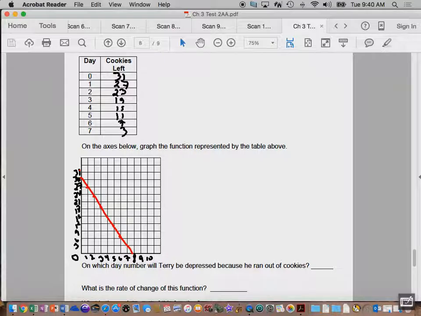All right, next. Which day will you run out of cookies? Day 8. On day 8, it's a very, very sad day. Very sad. I mean, running out of cookies, that's just heartbreaking.